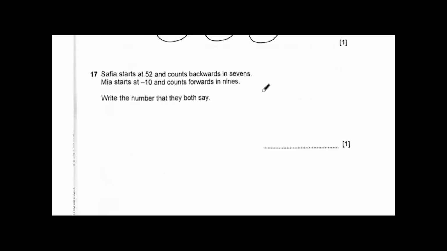Safia starts at 52 and counts backwards in sevens. Mia starts at -10 and counts forwards in nines. Write the number that they both say. So let's start with Safia. She's starting from 52 and counting backwards in 7. That means we have to subtract 7. So the first one will be 52 here.